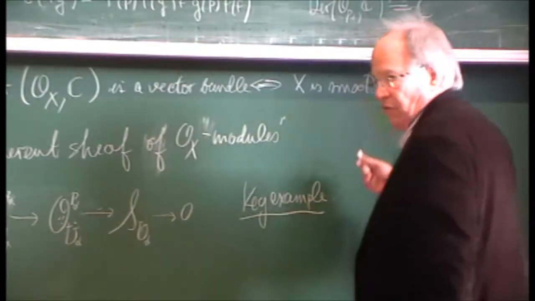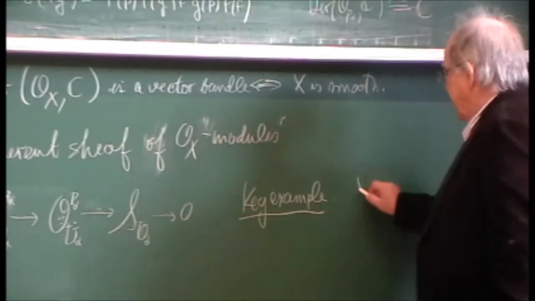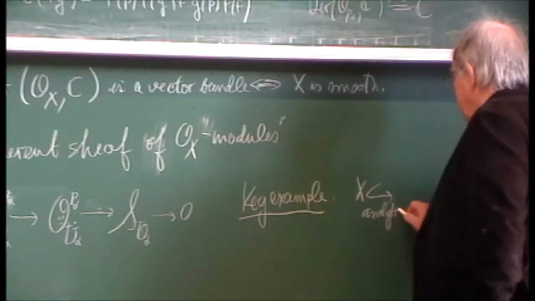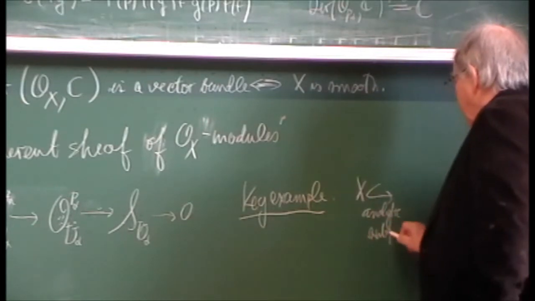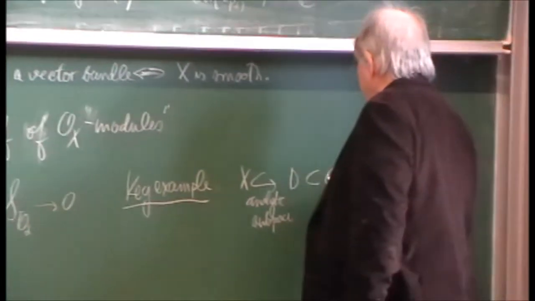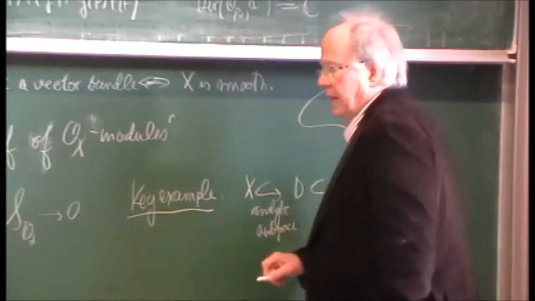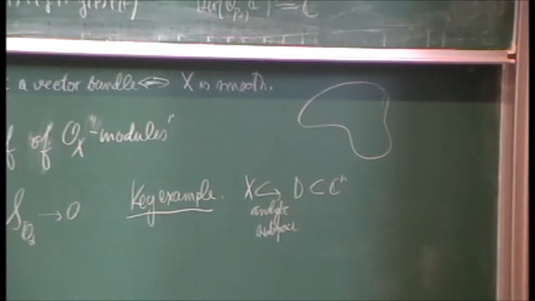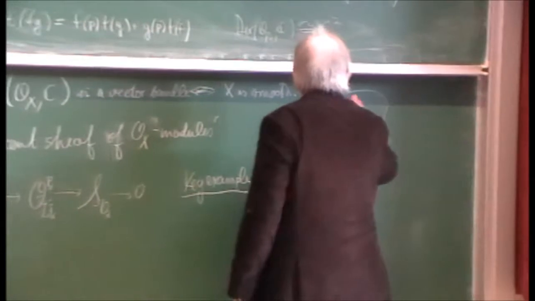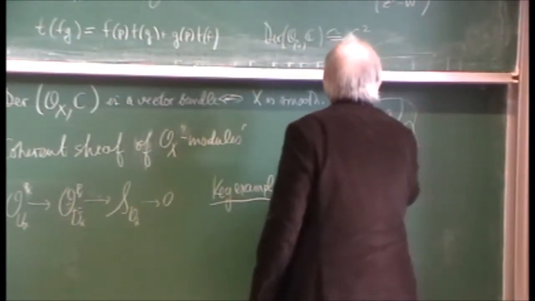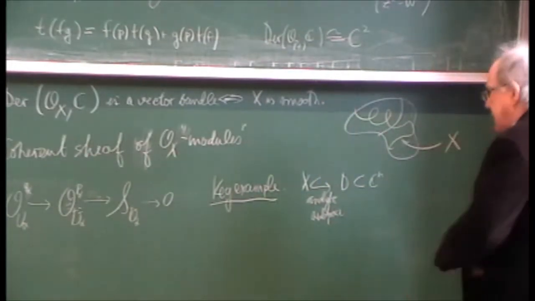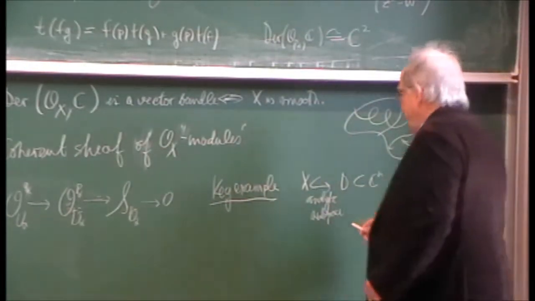For example, let X be an analytic subspace, defined by local holomorphic equations in some domain, say, in Cn. So you have some domain in Cn, and you have an analytic subspace of that defined by local equations. So here's some terrible thing. X, a closed analytic subspace.